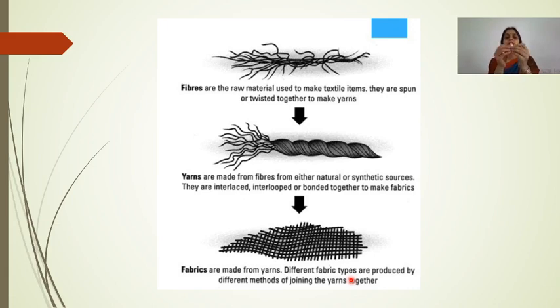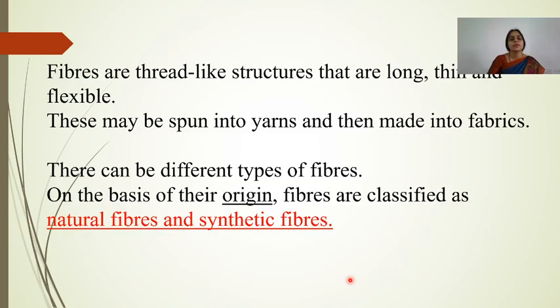Do a small activity. Take a small cotton ball and start pulling. When you pull it, you can see some thin strands, right? These are known as fibers. Do this activity and identify the fibers. Now, what are fibers? You may get a 1 mark question. Fibers are thread-like structures which are very long, thin and flexible. As I just showed you, they can be spun into yarns and then made into fabrics, right?